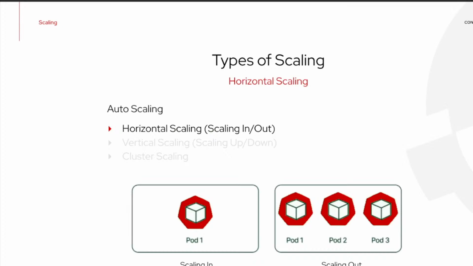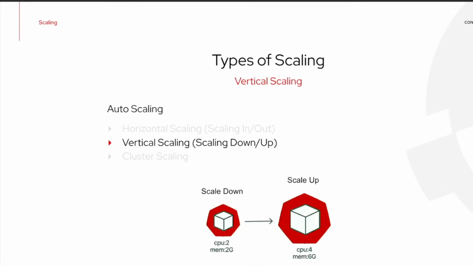Horizontal scaling. Horizontal scaling involves altering the number of pods available to the cluster to suit the change in workload demands. You call it scale in when you reduce the number of pods, and you call it scale out when you increase the number of pods. Vertical scaling.